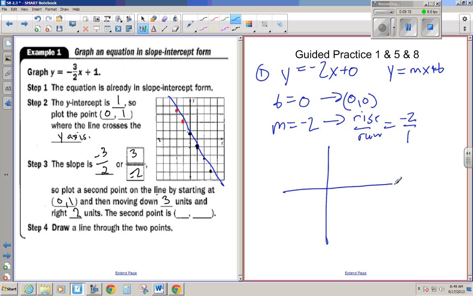So plot some information here. 0, 0 is my y-intercept. Negative 2 rise is down 2. Positive run is 1. The alternative could be 2 over 1, negative 1, so that would be up 2, left 1. And whatever you do, you should see that you have a nice, perfectly straight line through those points.